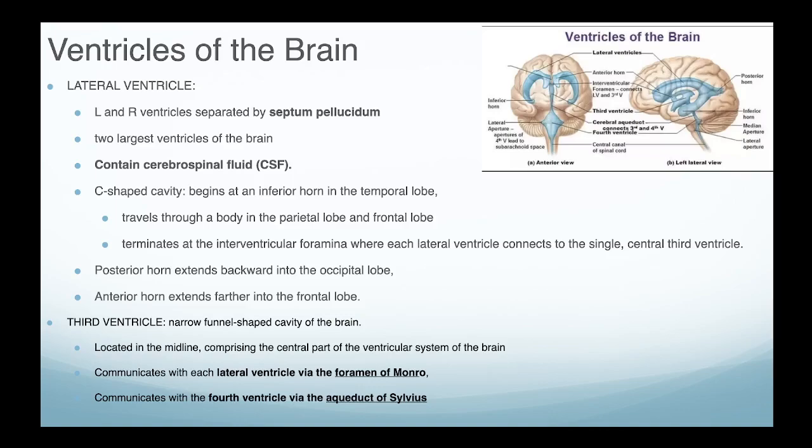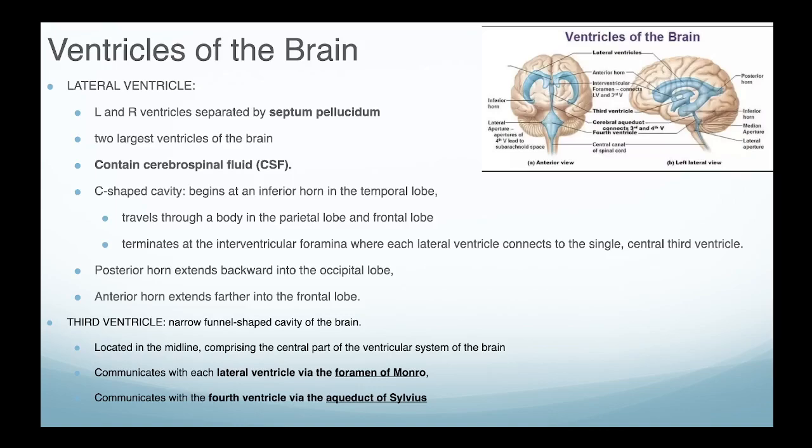Something that you might be able to see during the sheep dissection, if we do a sagittal dissection of the brain, is the septum pellucidum, which separates the right and left ventricles. The ventricles of the brain contain cerebrospinal fluid. That's the main takeaway point of the ventricles.